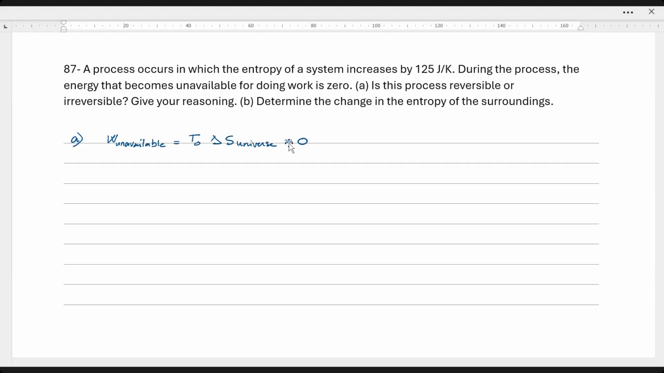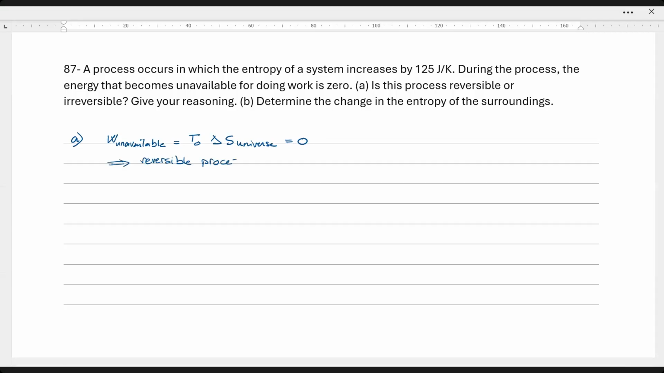So we are told that this is equal to zero, which means that none of the energy of the system is released out or diffusing out to the universe or to the surroundings. So all of the energy is just used for the processes that the system itself is undergoing, which means that we have a reversible process.